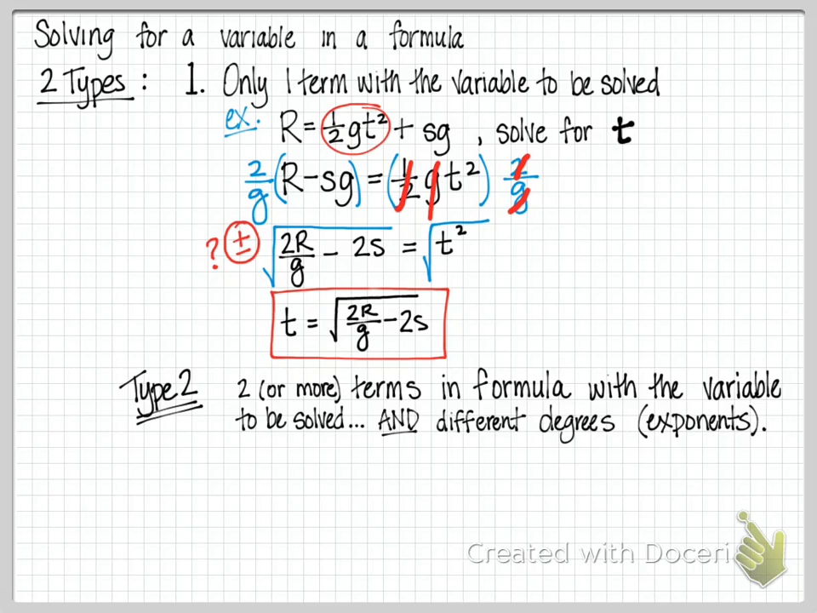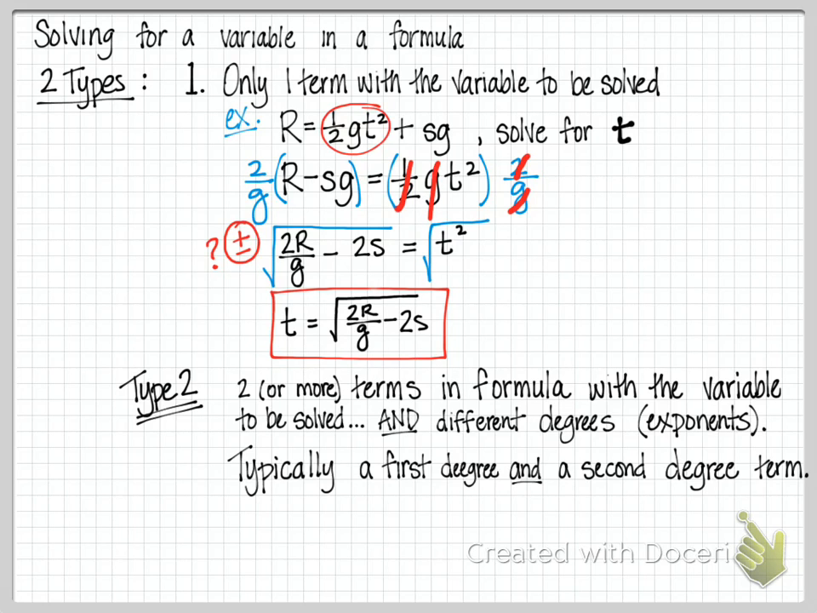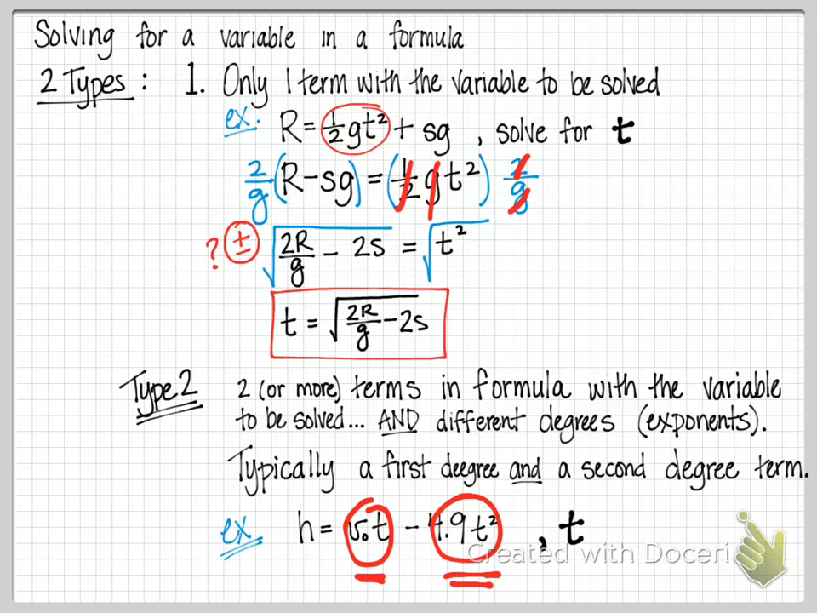And those terms that have that variable, the variable would be of different degrees. You'd have t squared and then t to the first, or you'd have t to the third, t squared, and t to the first. All these different degrees of that variable. We're typically only going to be seeing a first degree and a second degree term in this chapter. Here is an example: h equals v sub 0 t minus 4.9 t squared, where we're trying to solve for t. So t is the variable we're interested in, and we have two places where I see the t: in this term I've got t squared, and in the first term it's only t to the first.